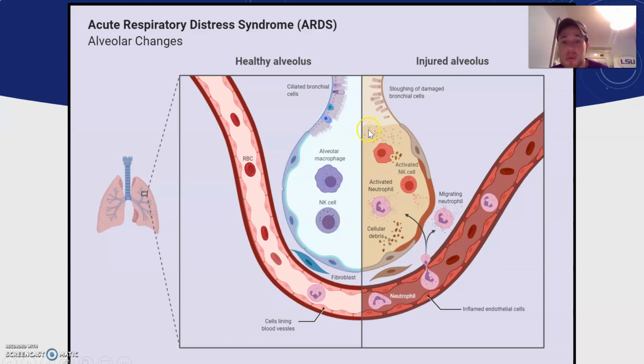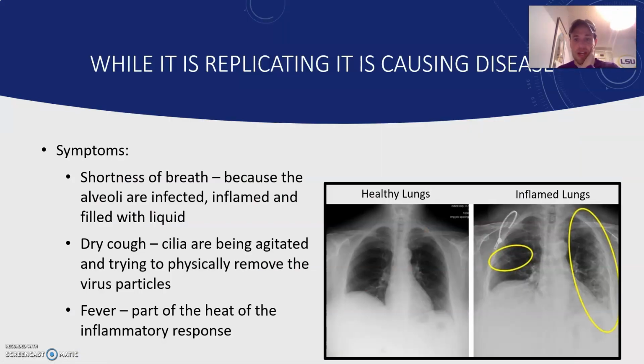Well, if there's a whole bunch of liquid here, it's hard to breathe, right? You can't have an efficient gas exchange if there's a whole bunch of liquid covering all the cells that do the gas exchange. And so it causes this respiratory distress, because all of this liquid is just building up inside of the alveoli.